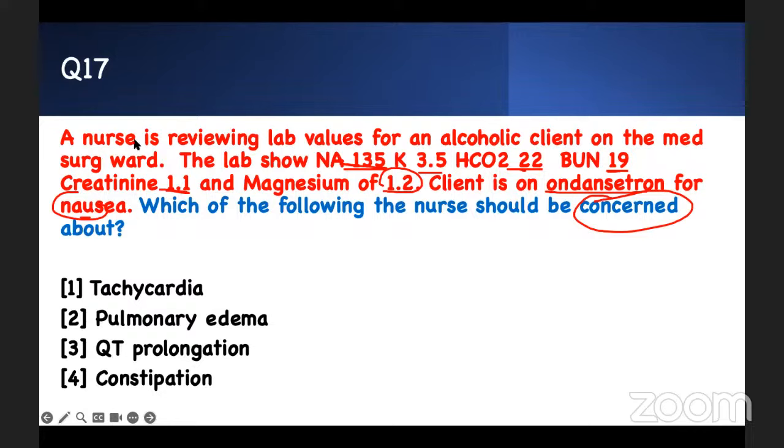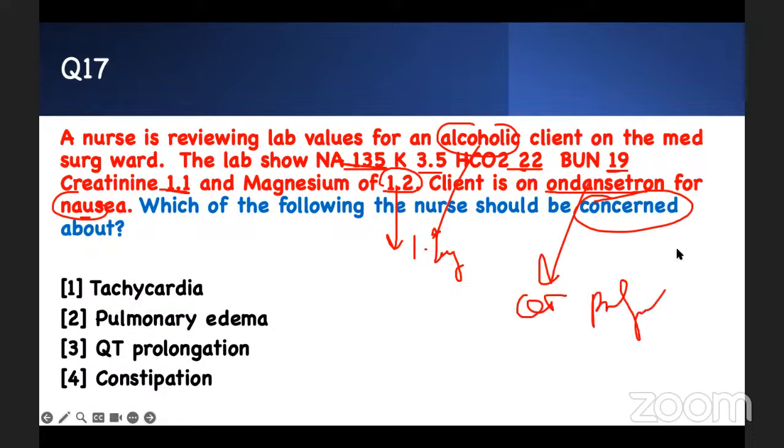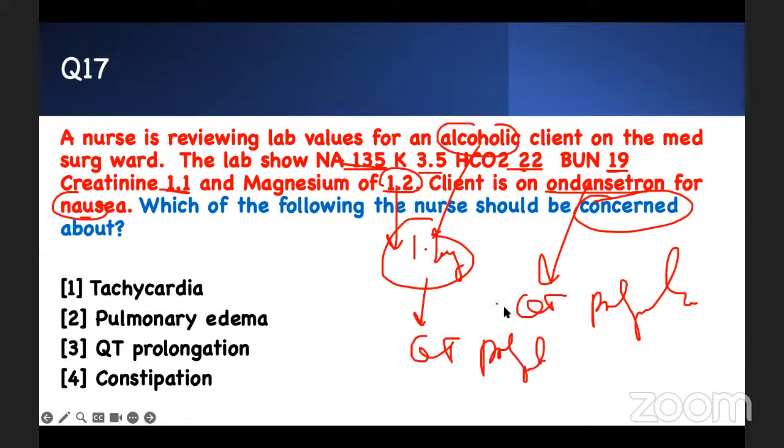You have to make a diagnosis, like I showed you in the first case, breaking it down. Alcoholic, all these things. I look at the labs, magnesium 1.2 is too low, which is what alcoholic people do. But then you put ondansetron, and it causes QT prolongation. Magnesium 1.2 can also cause QT prolongation. It's low. We have 2 QT prolongation problems. I don't like it. This is a trap. You think pulmonary edema is more dangerous. It's not good, but there's no evidence this patient is fluid overloaded.